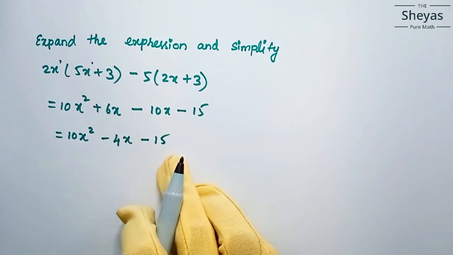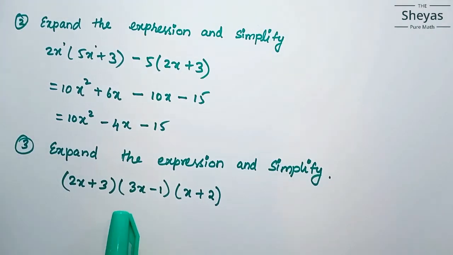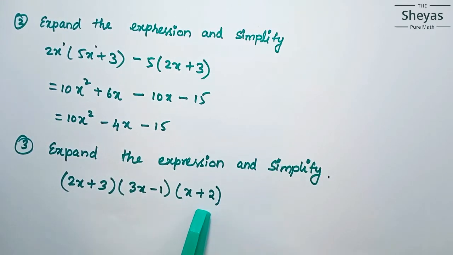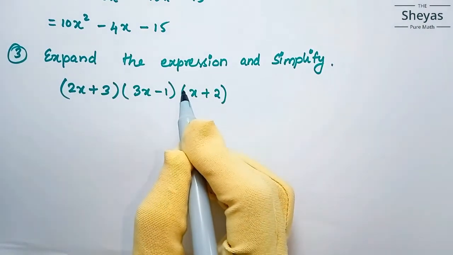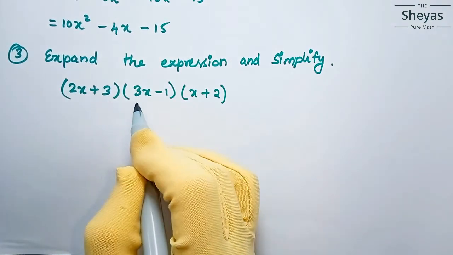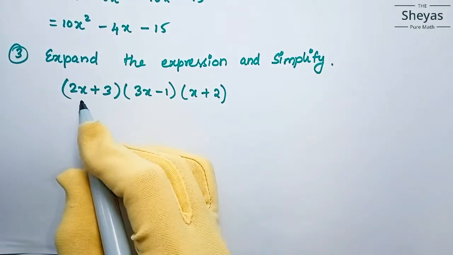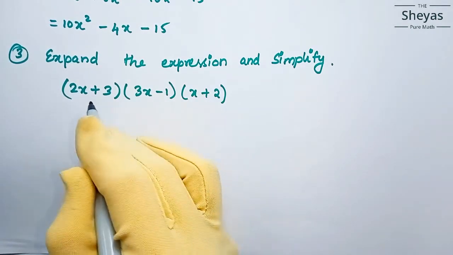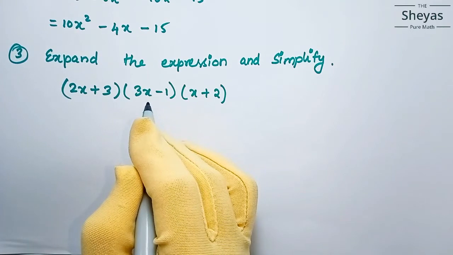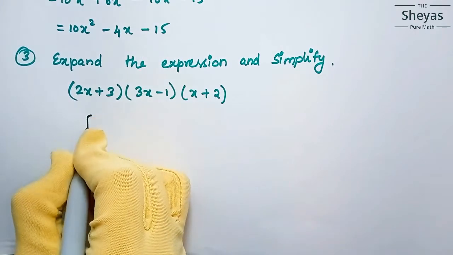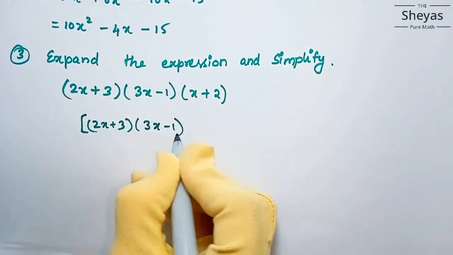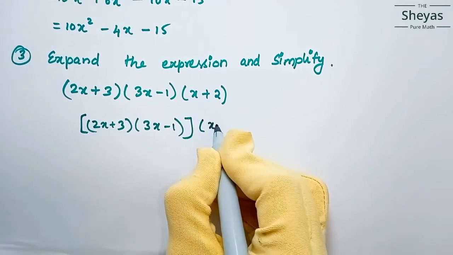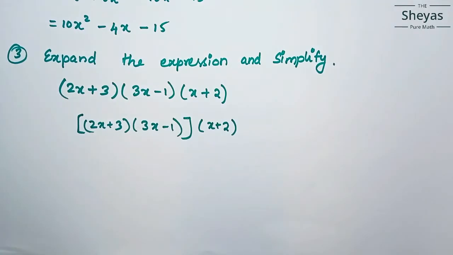Now we can start the next problem. Expand the expression and simplify: (2x plus 3) into (3x minus 1) into (x plus 2). So the first step: let me take these two expressions and multiply. First let me put a bracket for these two: 2x plus 3 and then 3x minus 1, closing the bracket. Then x plus 2.